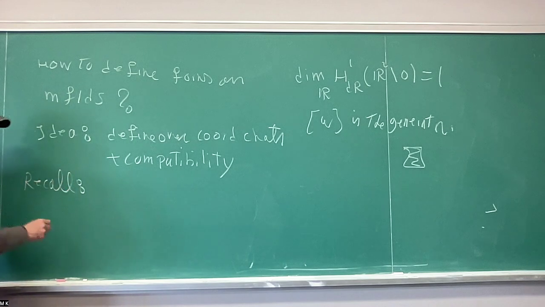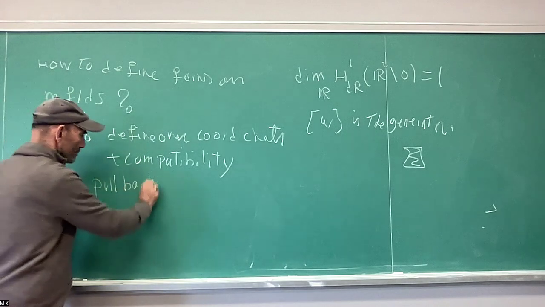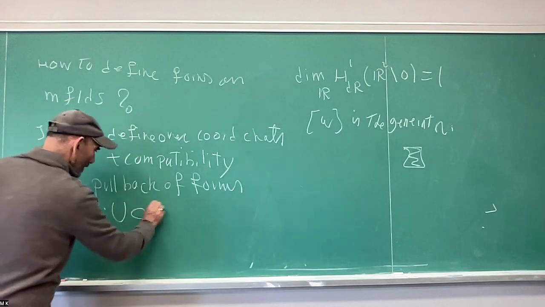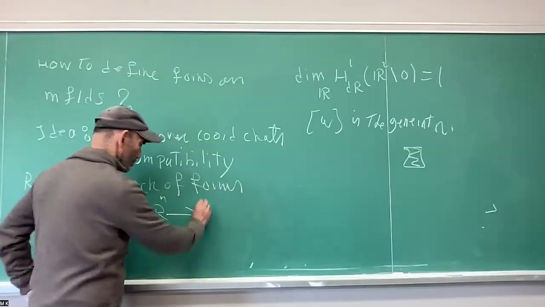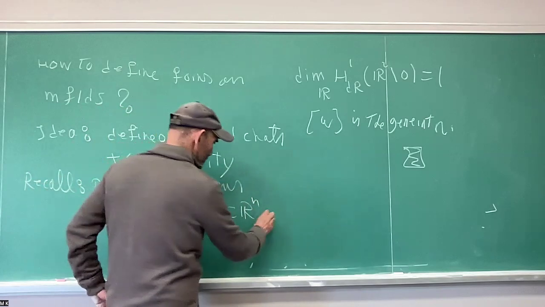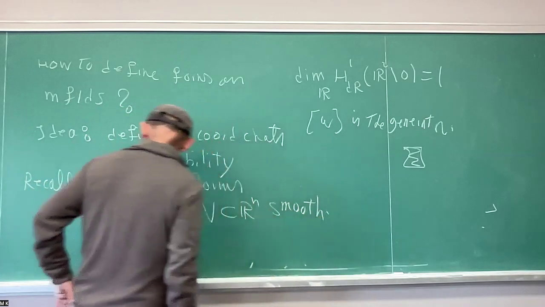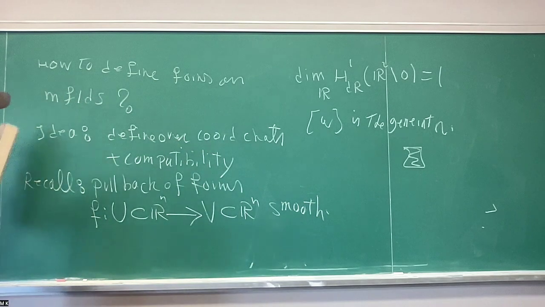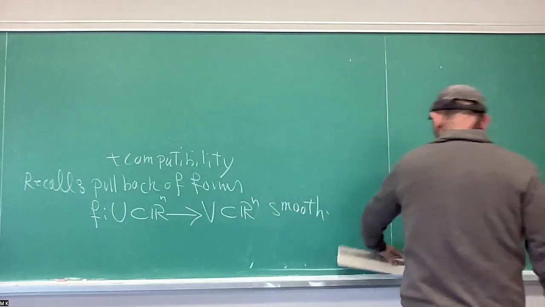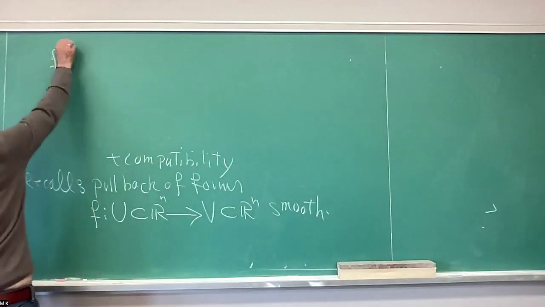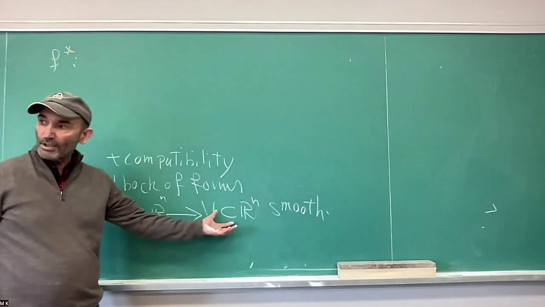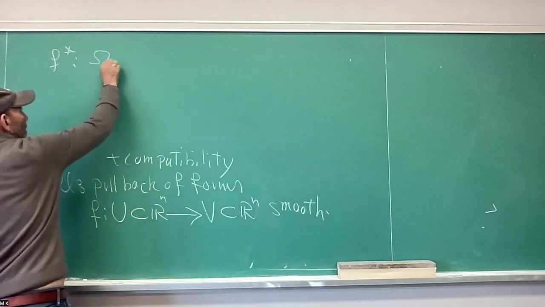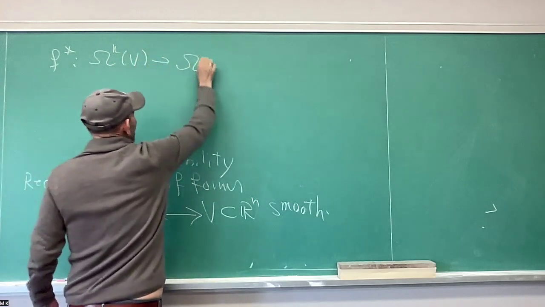We have this idea of the pullback of differential forms. In other words, imagine you have a function f from U inside Rn to some V also inside Rn. So this is a smooth map. Then the pullback, you can define it like this. This is a very important operation. It's kind of functoriality. So the pullback f upper star pulls forms on the target to forms on the domain. It goes in a different direction. It goes from Omega k of V to Omega k of U.